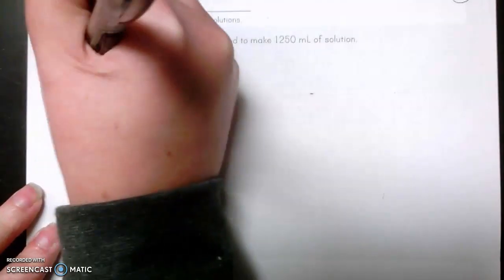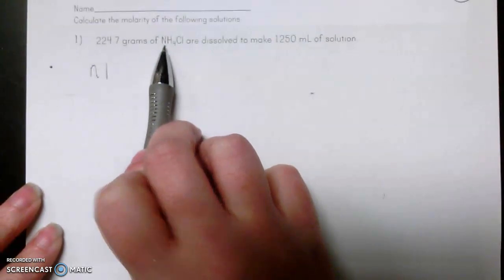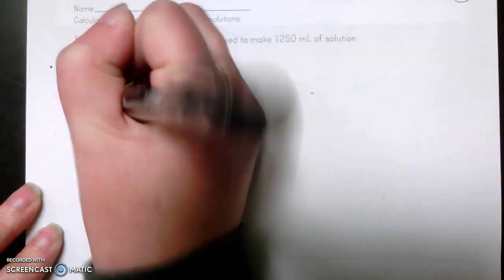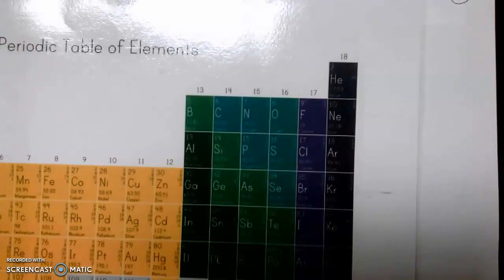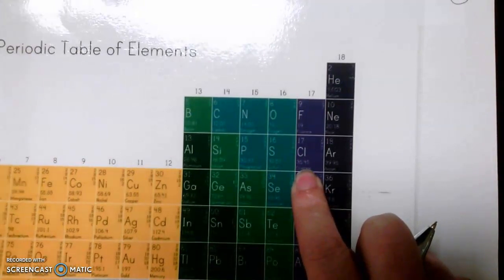I'll move my hand in just a second so you can see. So there's 1 nitrogen, 4 hydrogens, and 1 chlorine. Okay, this is Cl, not Ci. Then you're going to use your periodic table and find the atomic mass for each of these.